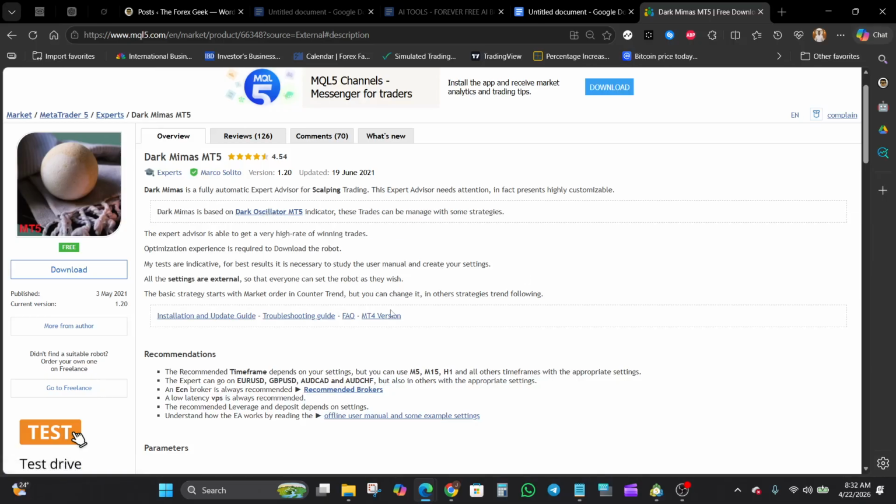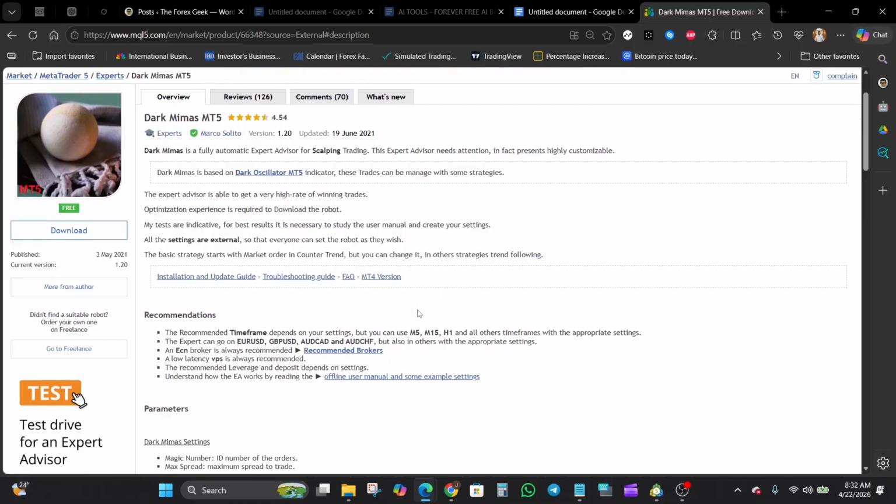Another key feature is the use of the Dark Oscillator. Instead of just blindly taking trades, the EA uses this indicator to identify overbought and oversold conditions. What this does is help refine entries. So rather than entering randomly, it's trying to step in when the market is potentially exhausted. But again, like most oscillators, it works best in ranging conditions and can give misleading signals in strong trends.